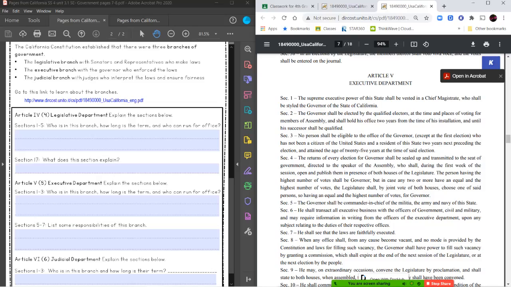Now we're going to take a look at sections 5 to 7, and we're going to list some of the responsibilities of the executive branch.